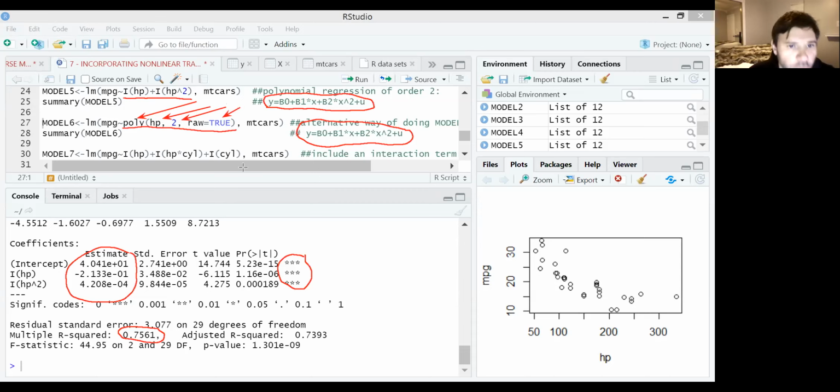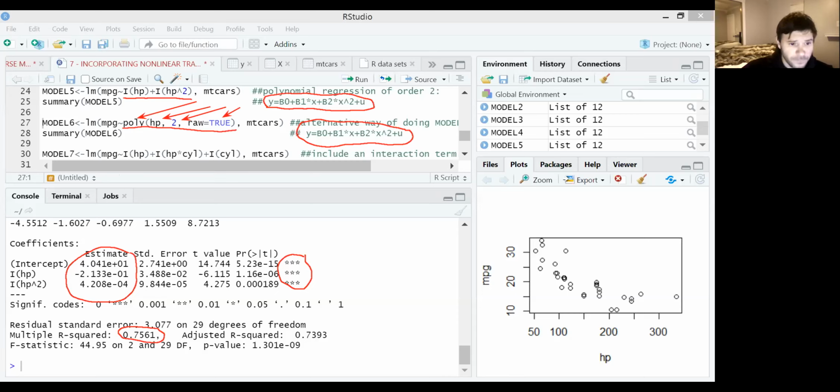raw equals true here. We're going to use what's called the raw polynomial, and this again isn't a huge deal. If that's set to false, then R uses something known as an orthogonal polynomial, which will give you slightly different beta estimates, but the predicted values, the fitted values, will actually be the same whether or not raw is set to true or to false. So I'm going to set it to true here to show you that we get essentially the same estimates that we were looking at in model 5. Just model 6 is an alternative way to code that.